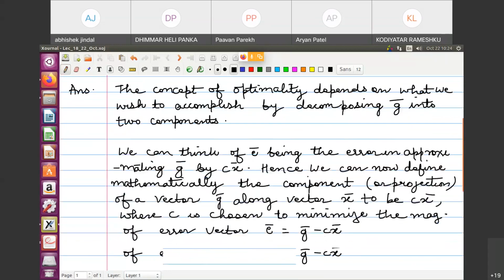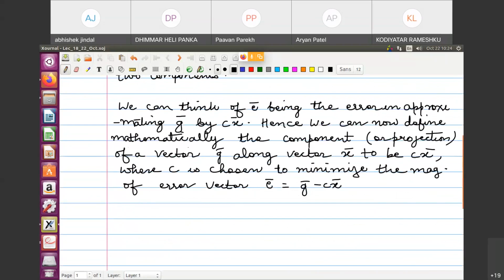I think it is all self-explanatory once I have written everything. If we assume E bar to be the error in approximating G by C x bar, our obvious criteria of optimality would be to minimize the norm of E bar. It means the error magnitude should be the smallest, and that we can set as our optimality criteria. That leads to the concept of orthogonal projection.